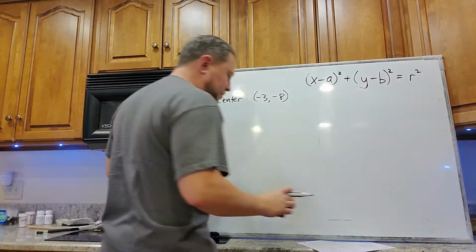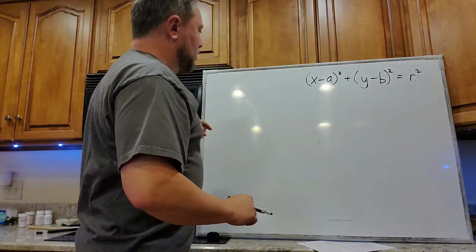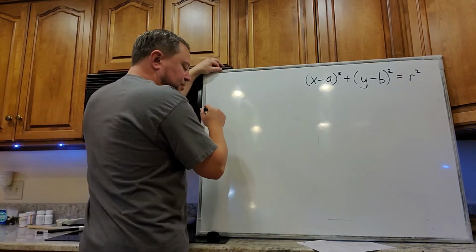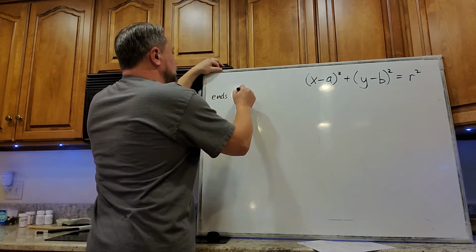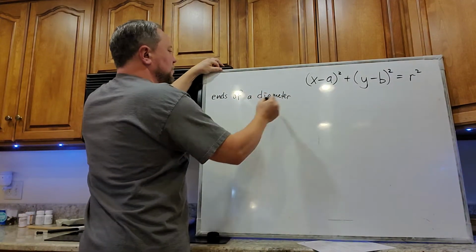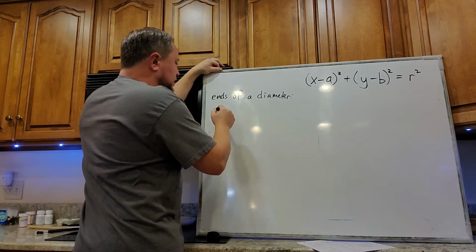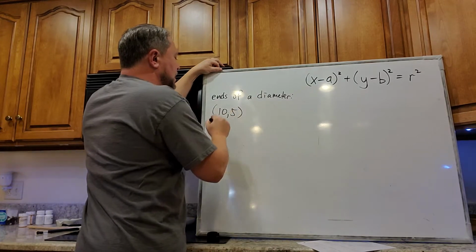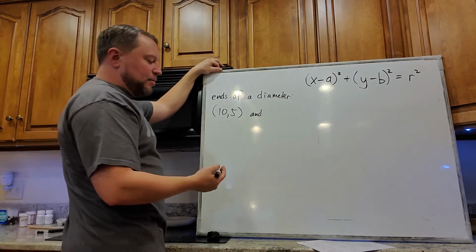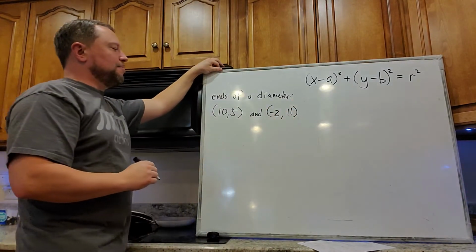Okay, so in this next type of problem, I'm not giving you the center. We're going to give you the ends of a diameter. So one end of the diameter, let's say, is at the coordinates (10, 5). And then they give you the other end of the diameter as well. Let's say that's at (-2, 11).